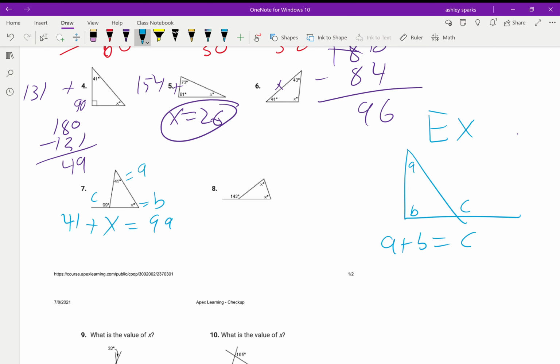Well, super easy. We're just going to subtract 41 from both sides. Nice one-step problem here. X equals 58.